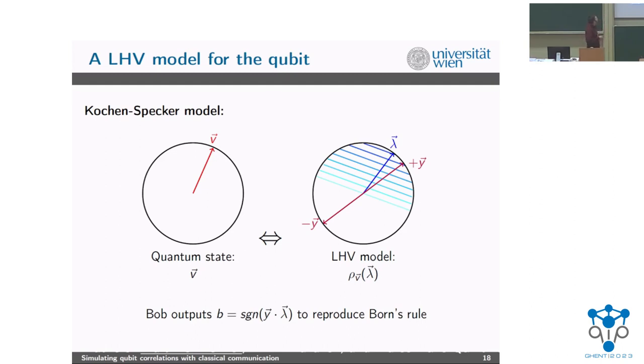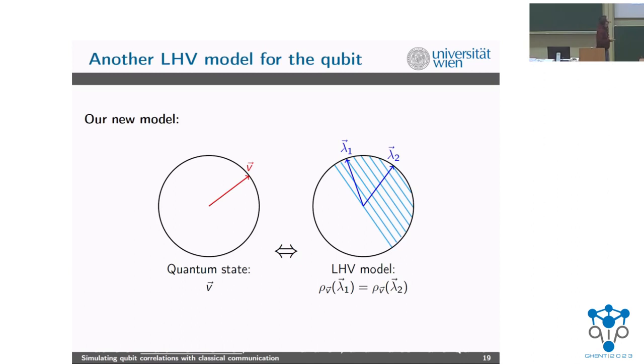And the drawback is that this model works only for projective measurements. So what we had to come up with is another model that also gives us the correct statistics for other measurements. And we found one. Now, instead of having just one vector according to a certain distribution, we have a hidden variable model of the qubit that has two vectors, and they also have a certain distribution, namely they are equally distributed in the hemisphere that is spanned by V.